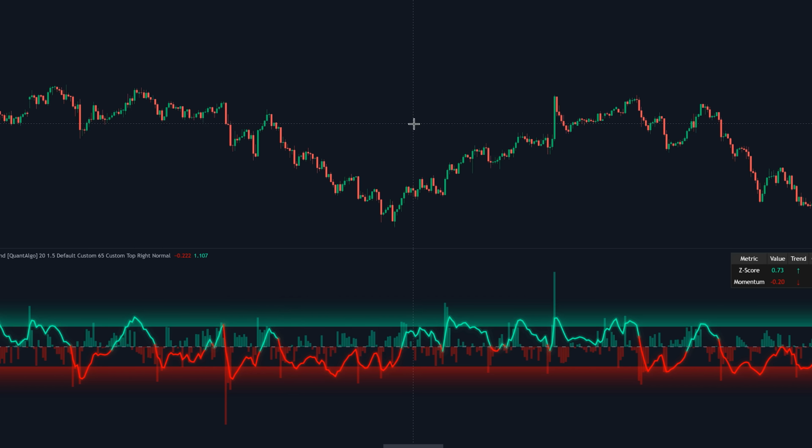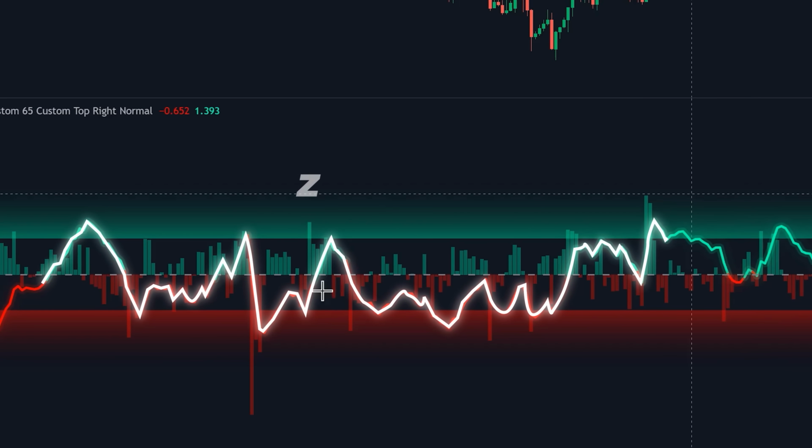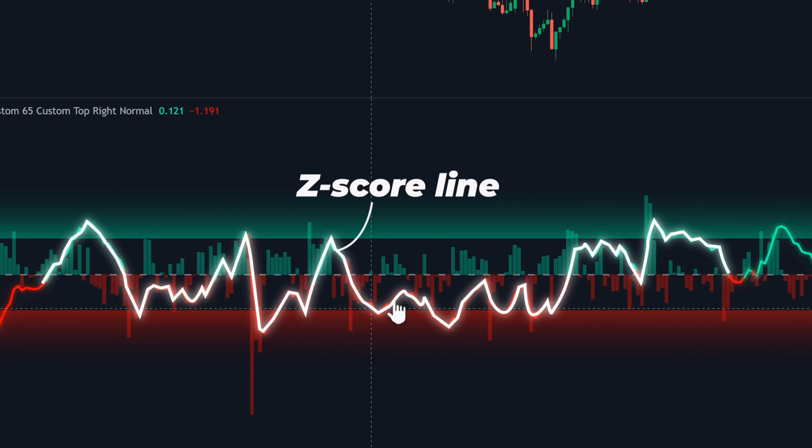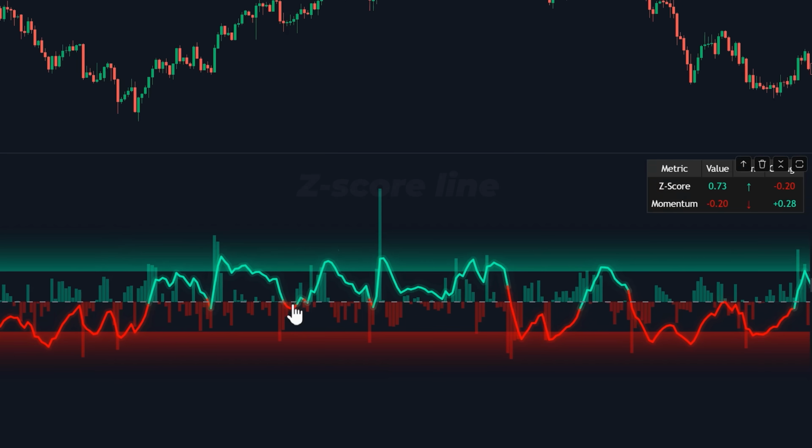So, when you add this indicator, you're going to see a few key things on your chart. First, there's the Z-score line itself. This line is the heart of the indicator, and it's showing you, in terms of standard deviations, how far the current price has strayed from its recent rolling average.